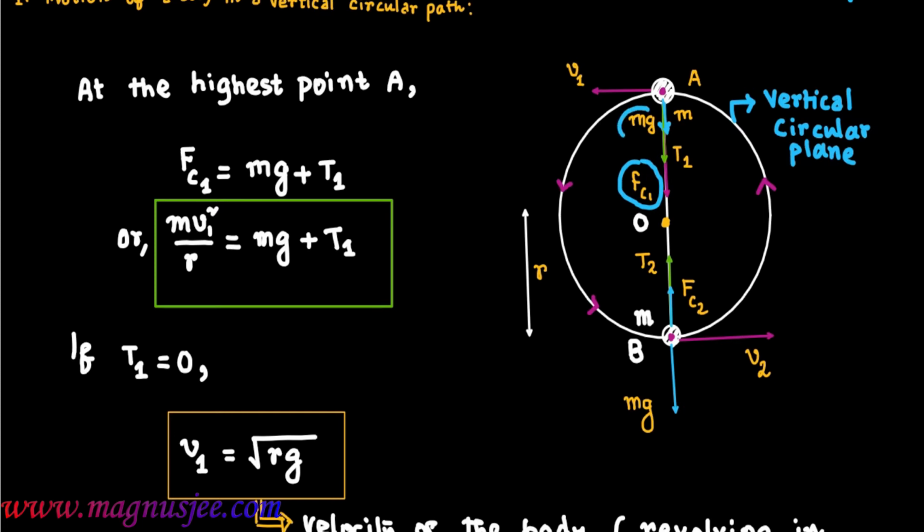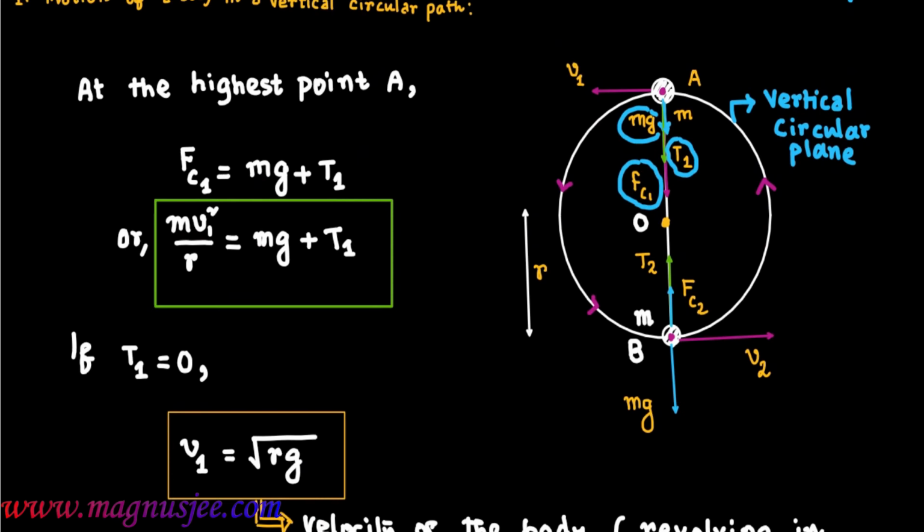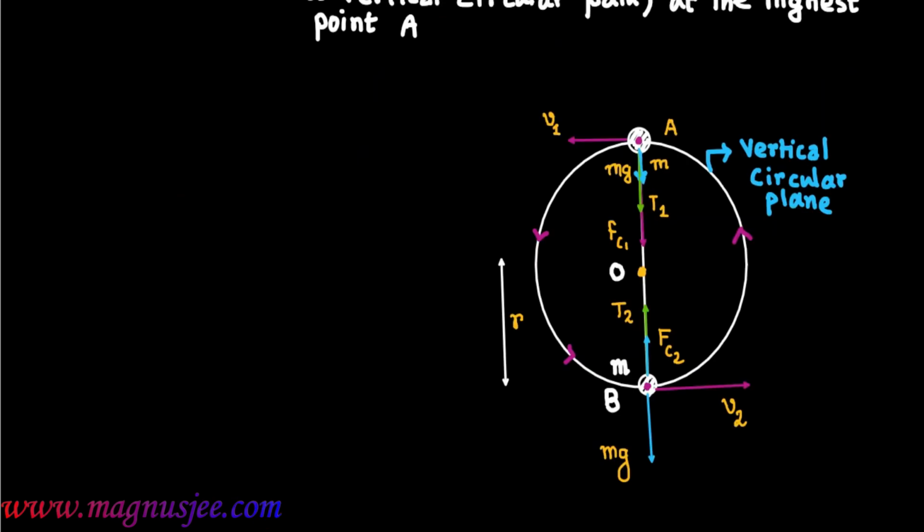So at the highest point, Fc1, the centripetal force, is the sum of mg and T1, the sum of the weight of the body and the tension acting in the string, equal to the centripetal force Fc1 at the highest point A.